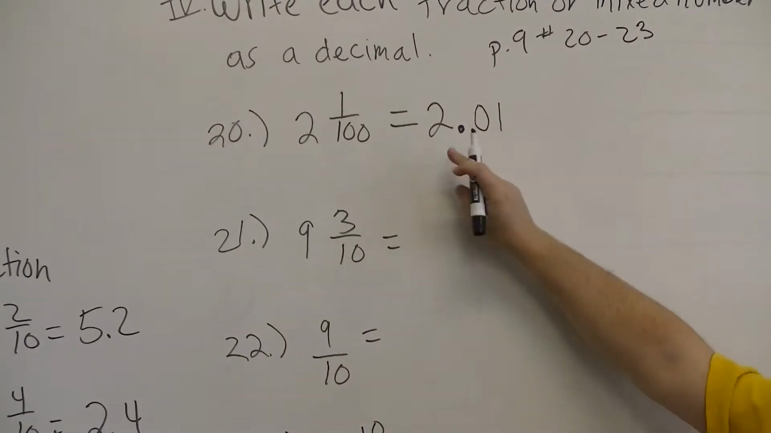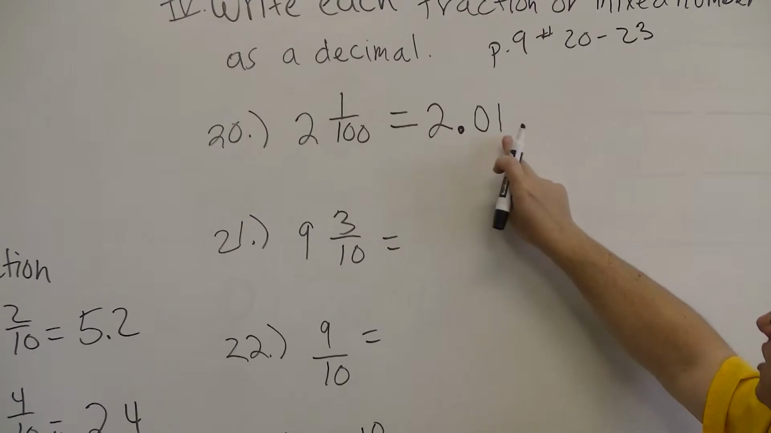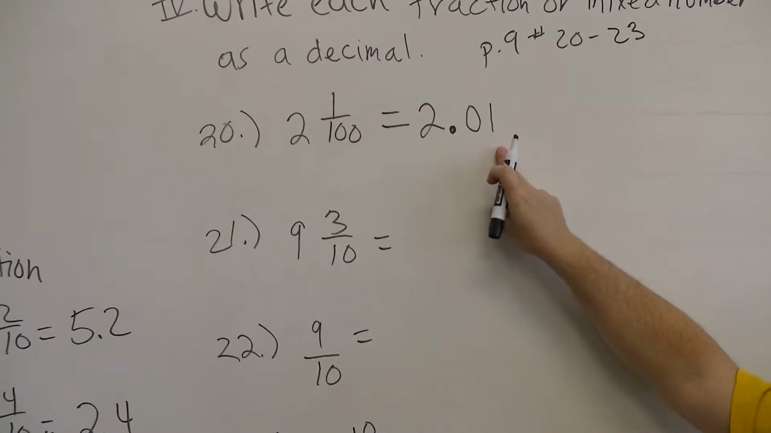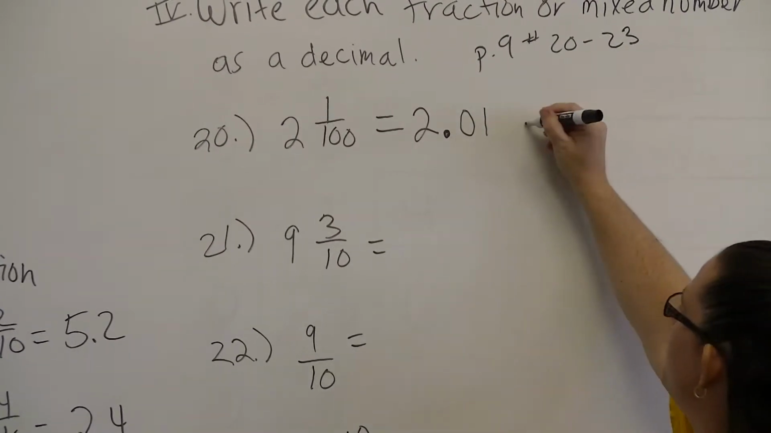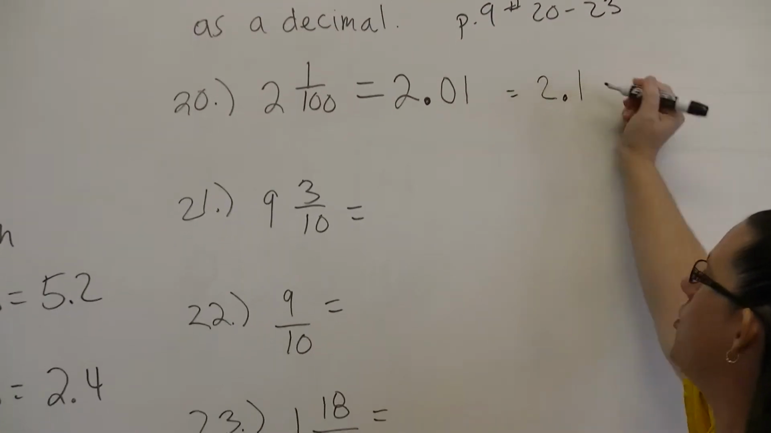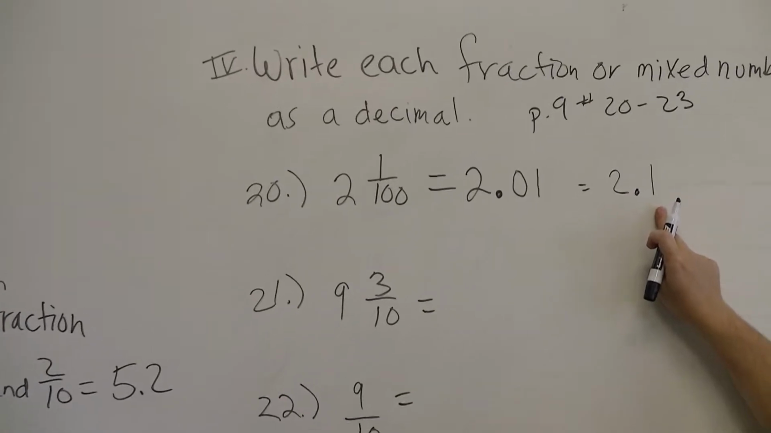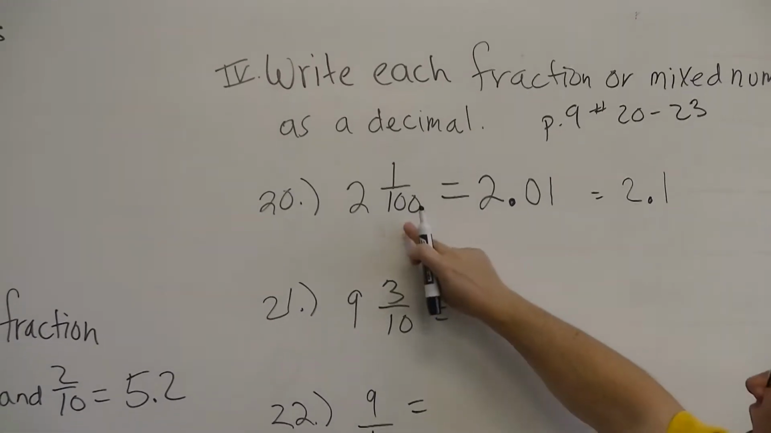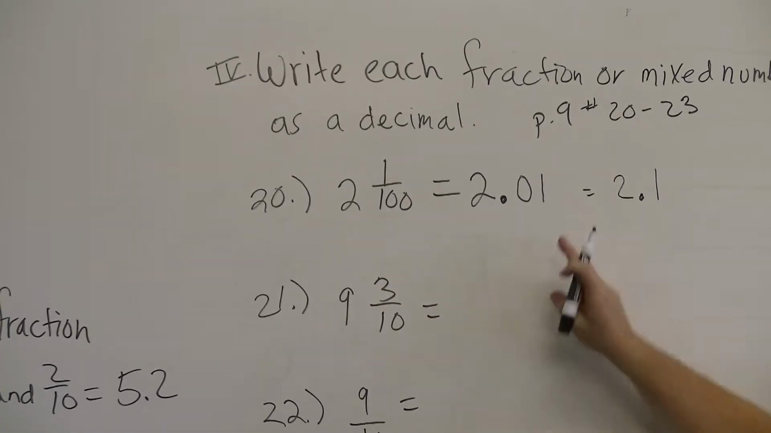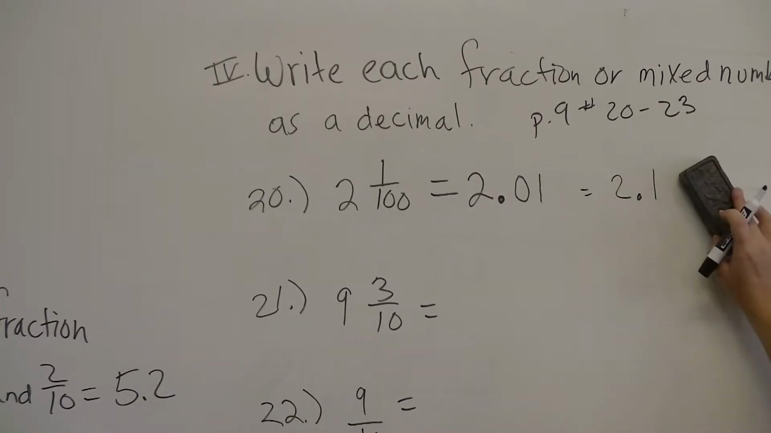Keeping in mind that when we read it this way, 2 and 1, what place is that 1 in? The hundredths. Good. Because if you were to have written 2 decimal point 1, we would read that 2 and 1, and what place is that in? Tenths. So we don't want that. This is 100, so I know I need to go over 2 place values to the right.